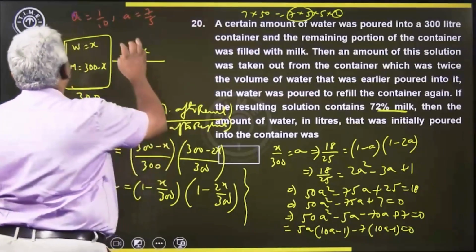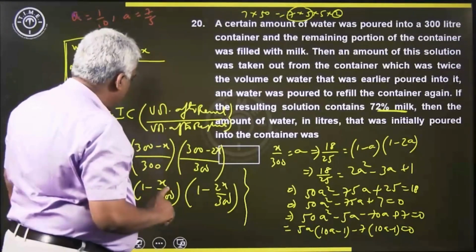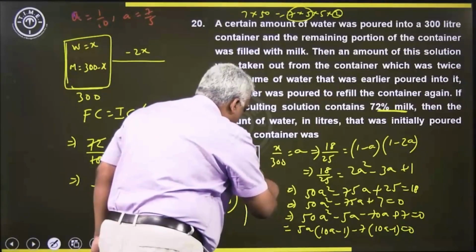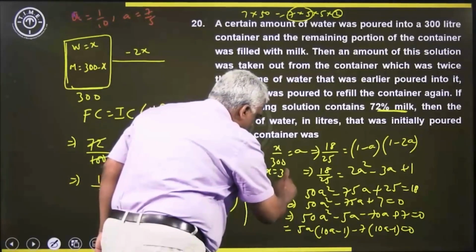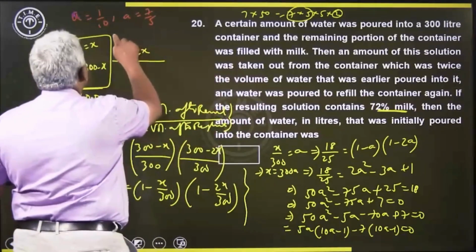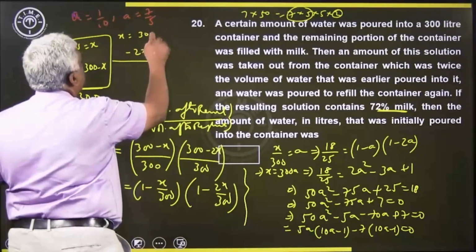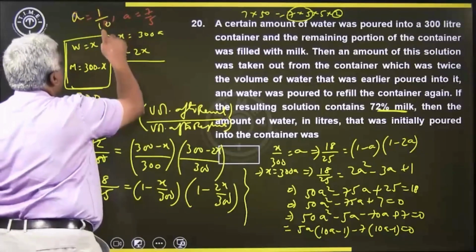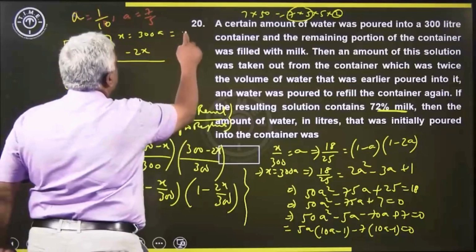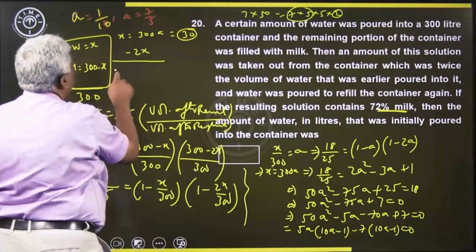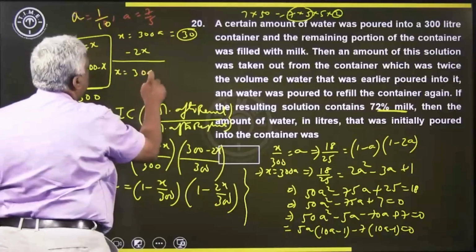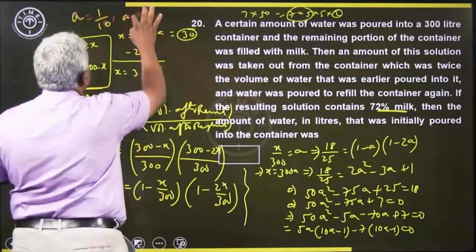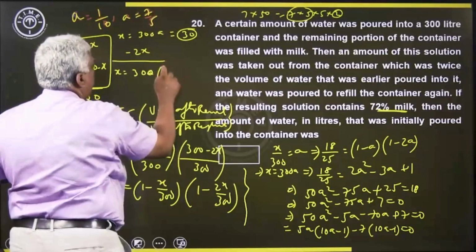Now, our answer X is 300a. So, from here we have X equals 300a, right. What is the value of X? If you take a equals 1 by 10, then 300 into 1 by 10 is 30. So, one answer we got is 30. The other answer will be 300a, where a is 7 by 5.